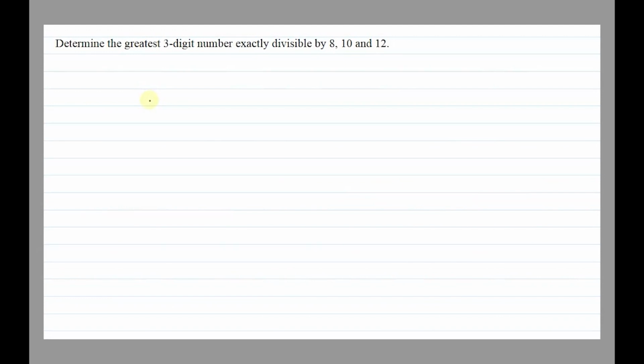Hello everyone, this question appears in the Class 6 NCERT chapter Playing with Numbers. This is the fifth question of Exercise 3.7. The question says: determine the greatest 3-digit number exactly divisible by 8, 10 and 12.